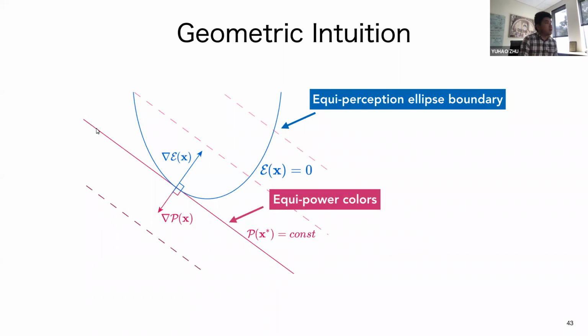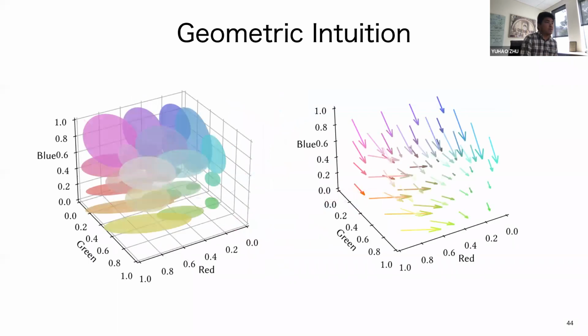Okay, so these colors on this line will have the same power. What we have to find is the line that is tangential to the ellipse, so this point represents a color that is perceptually the same as the reference color, but minimizes the power consumption. The geometric intuition in 3D is that for every reference color, we're finding a different color. You'll see that all these reference colors are moving toward a different direction to an alternative color. The alternative color is within the ellipsoid of the original color, but minimizes the power consumption.